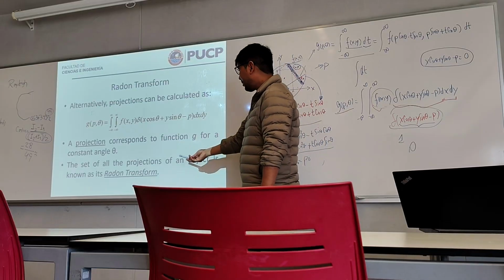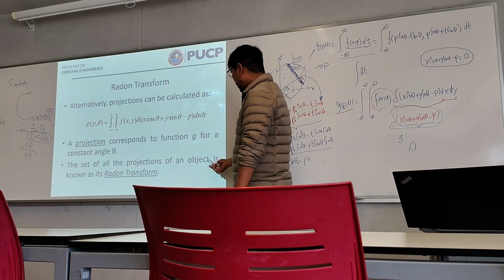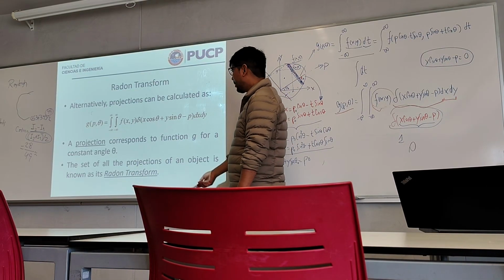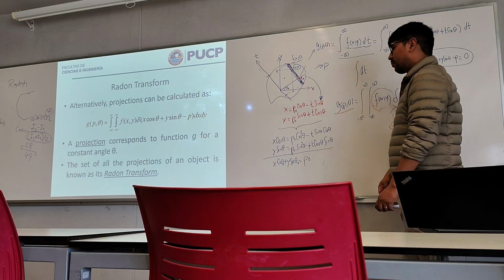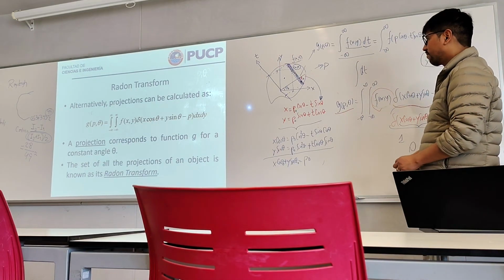Basically, the set of all the projections of an object is known as a Radon transform. Okay.